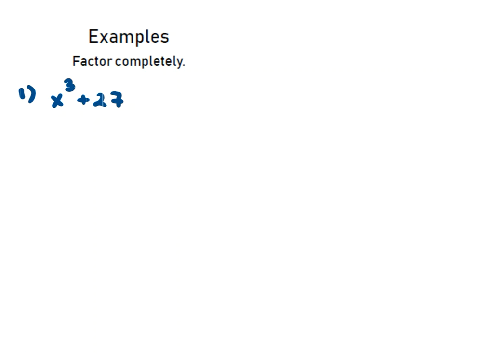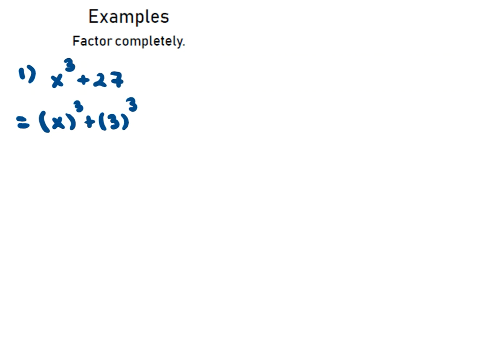Because we know that we can take x and cube it to get x cubed, and we can also take the number 3 and cube it, which would give us 27. So in other words, we can write this as quantity x cubed plus quantity 3 cubed. And that right there shows us very explicitly that this is a sum of two cubes, in which case we can go ahead and apply the formula in order to factor it.